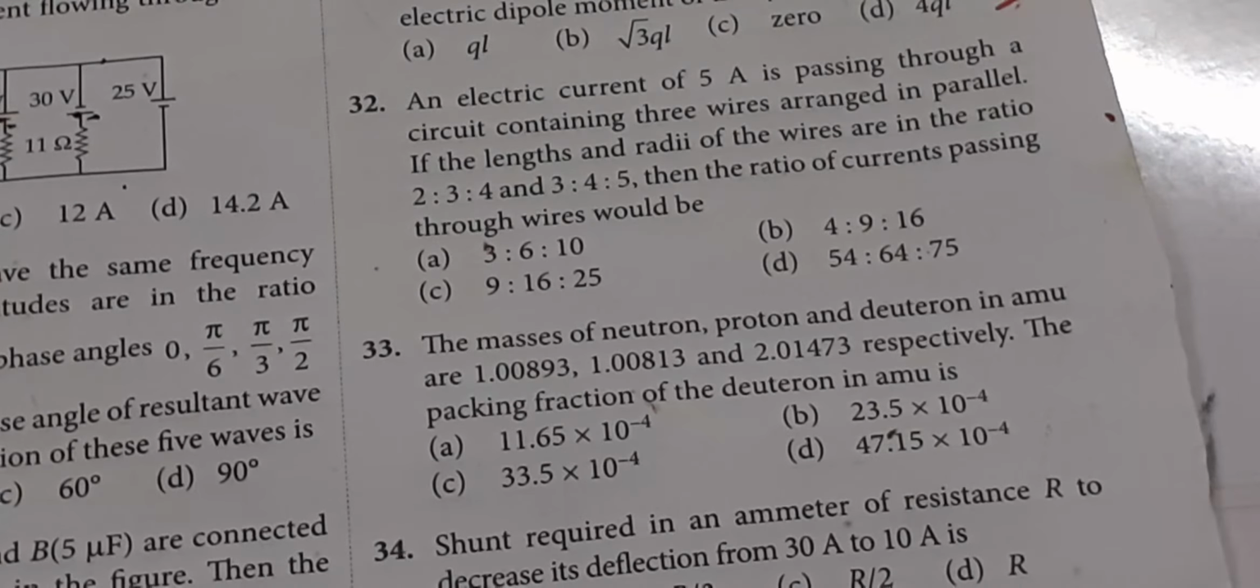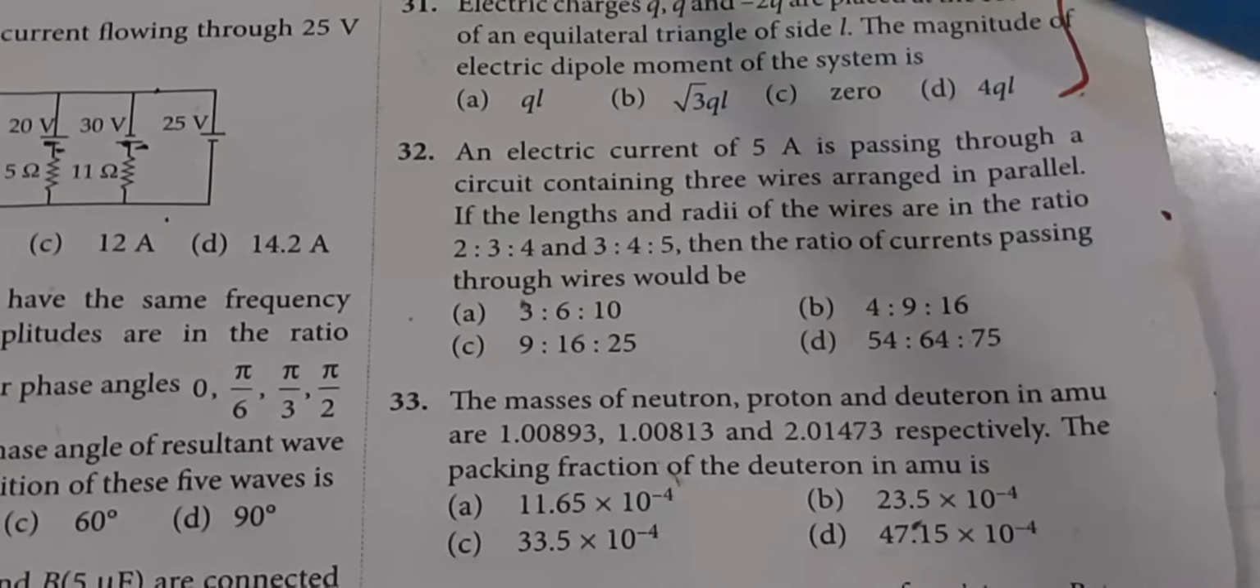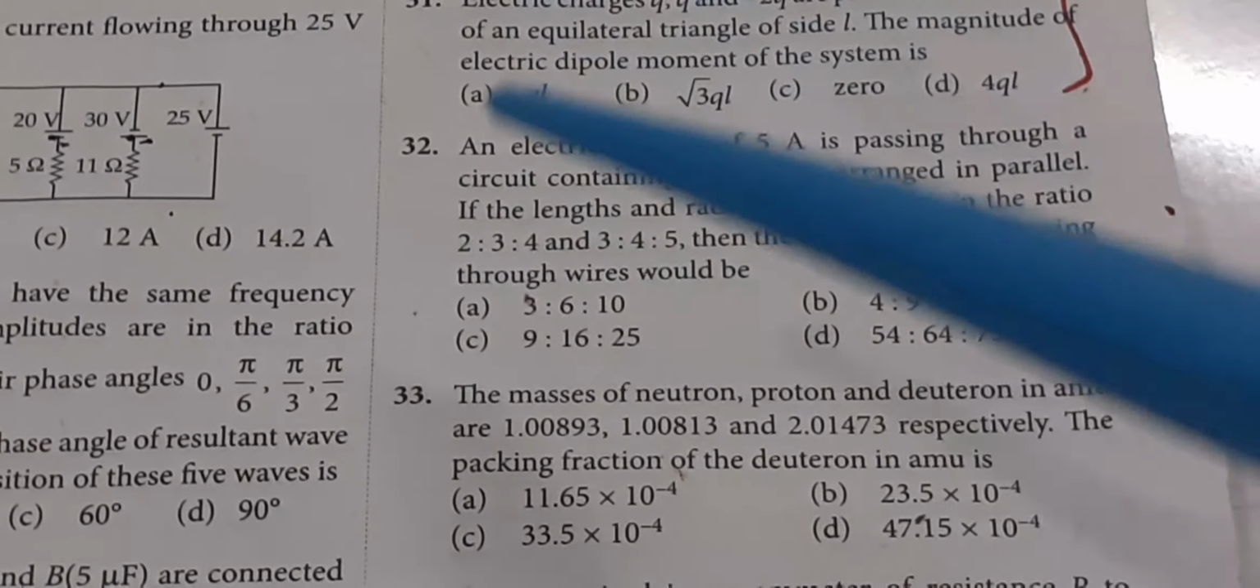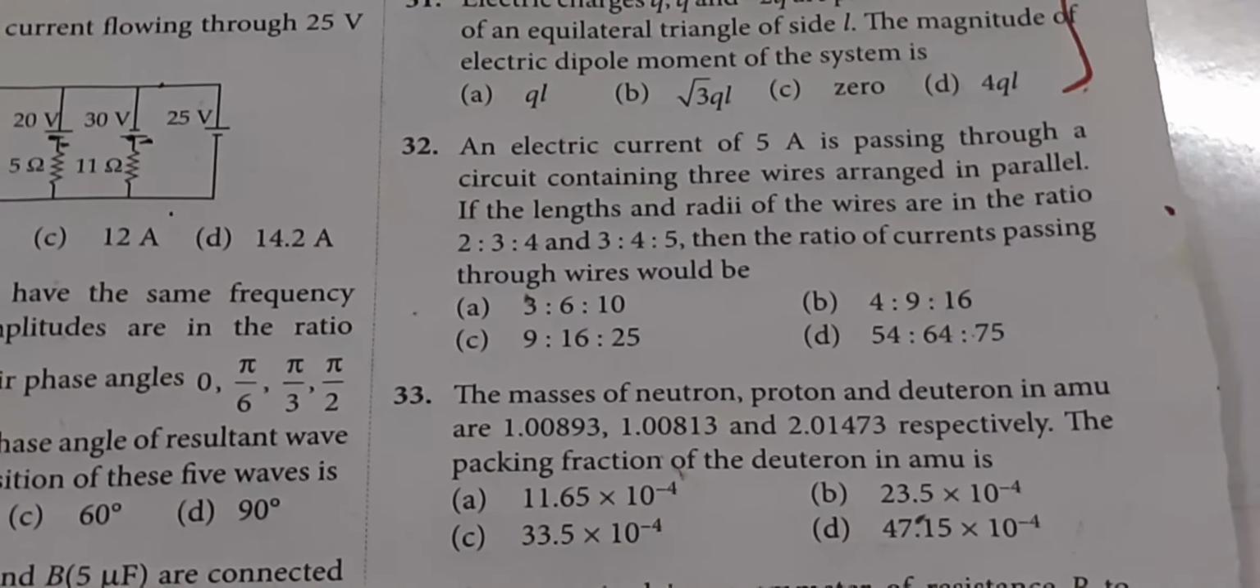Job number 32. Up to 31 we have completed in the earlier video; from 32 onwards we will proceed. An electric current of 5 ampere is passing through a circuit containing 3 wires arranged in parallel. If the lengths and radii of the wires are in the ratio 2:3:4 and 3:4:5, then the ratio of current passing through the wires would be.